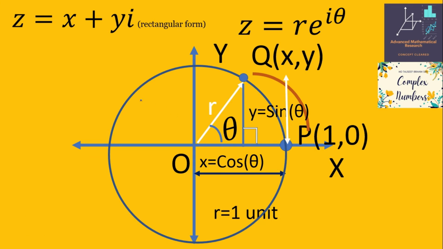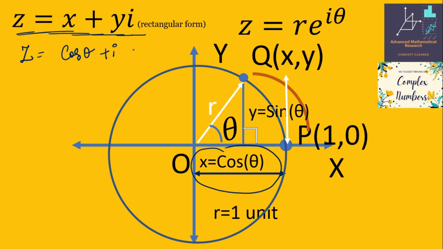Now we can write our complex number as z equal to x plus y times i. What is my x? x is equal to cosine of theta. And what is my y? It is i times y, and y is sine of theta. So we can write this complex number as cosine of theta plus i times sine of theta. And using Euler's notation, cos theta plus i times sine theta can be written as e raised to i times theta.